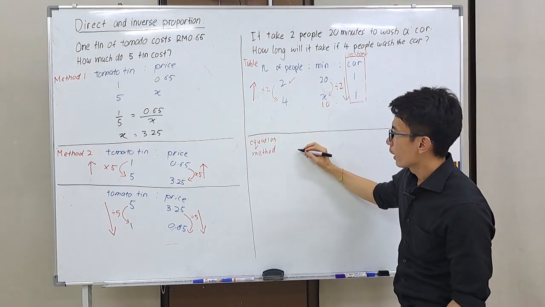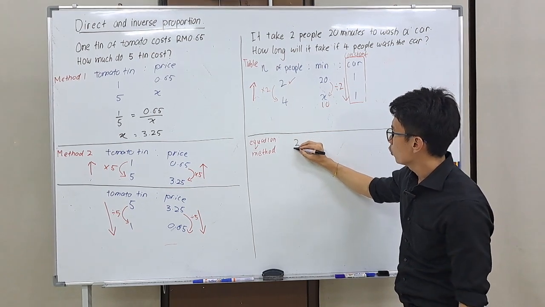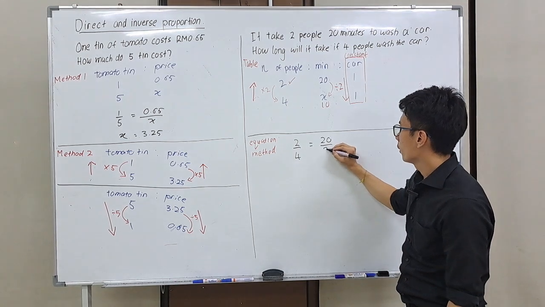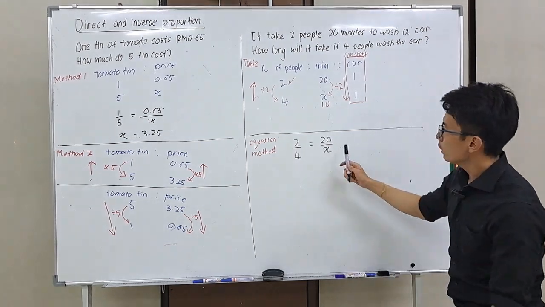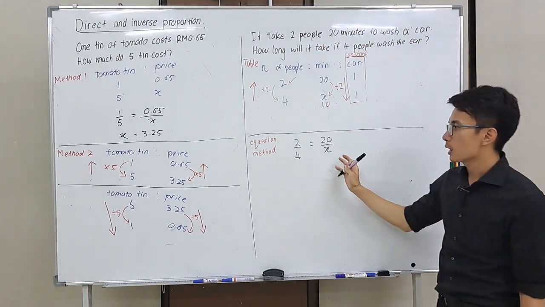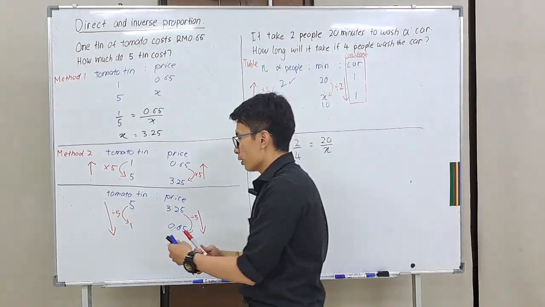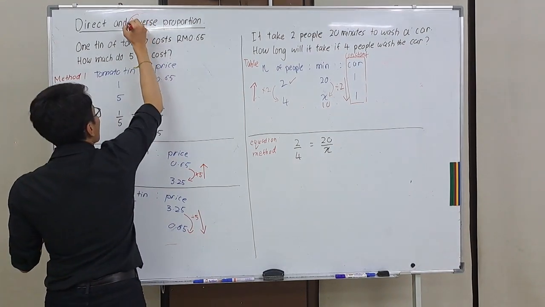We can just fill in the blanks first. So I will get 2 over 4, that's equals to 20 over x, correct? But we need to do something with this equation, because if we just calculate as usual, we will get the wrong answer, right? So that is where knowing the meaning of this word is helpful.